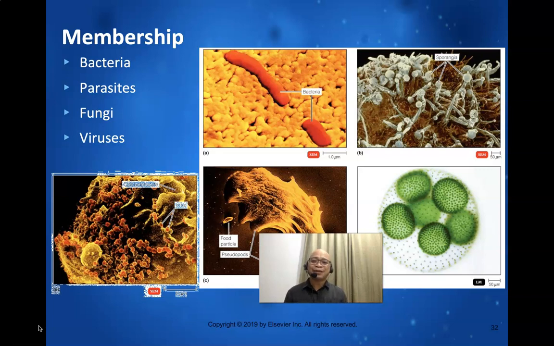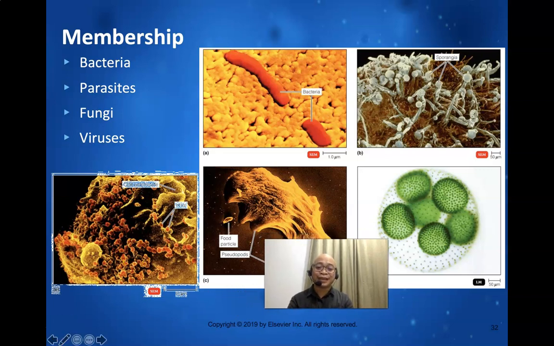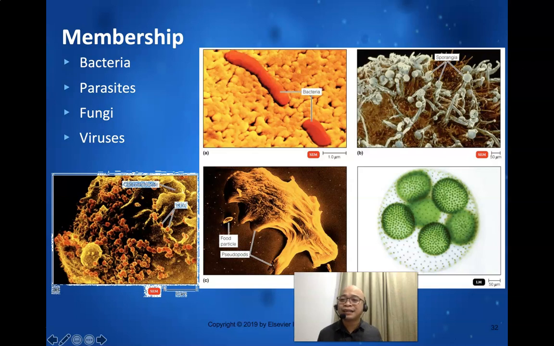For today's session, we will be talking about microbial taxonomy. It's very important for us to identify the different domains of microorganisms. As you can see here in the illustration, we have several microorganisms: bacteria, fungi, a microalgae, an example of a parasite or protozoa, and here is an illustration of T helper cells being attacked by HIV.